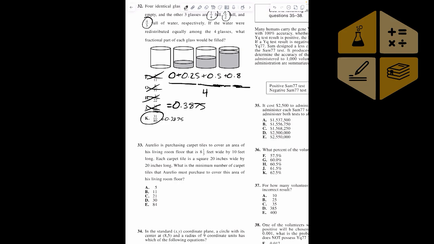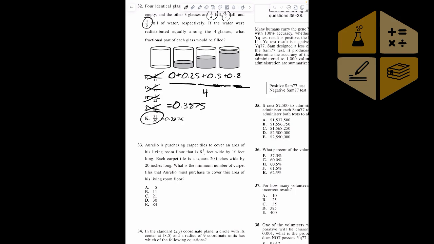Number 33, Aurelio is purchasing carpet tiles to cover an area of his living room floor that is 8 1/3 feet wide by 10 feet long. Each carpet tile is a square 20 inches wide by 20 inches long. What is the minimum number of carpet tiles that Aurelio must purchase to cover this area of his living room floor?